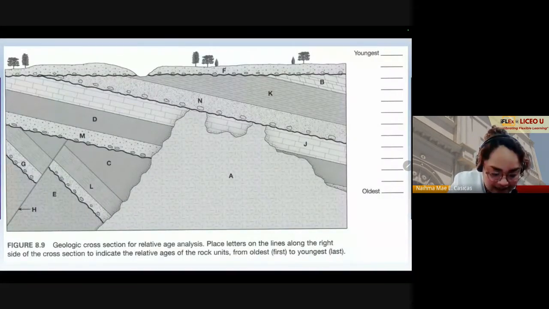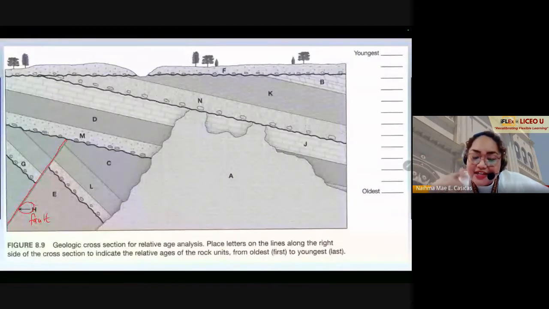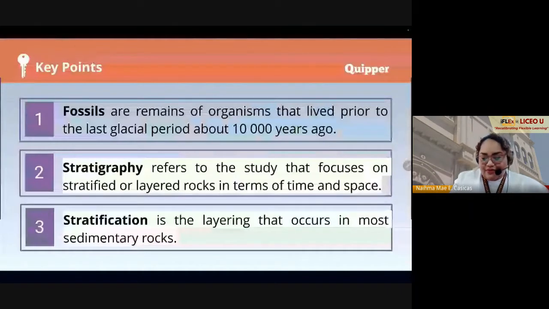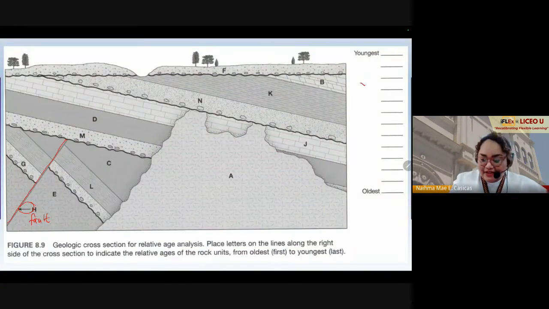Something new is introduced here, which is a fault. This is a fault. It will follow the same principle as your intrusion. The same principle. Meaning, wherever it cuts through, it is always younger. Okay? So, let's ask. Which is younger? Fault H or layer C? H or C? Which is younger?